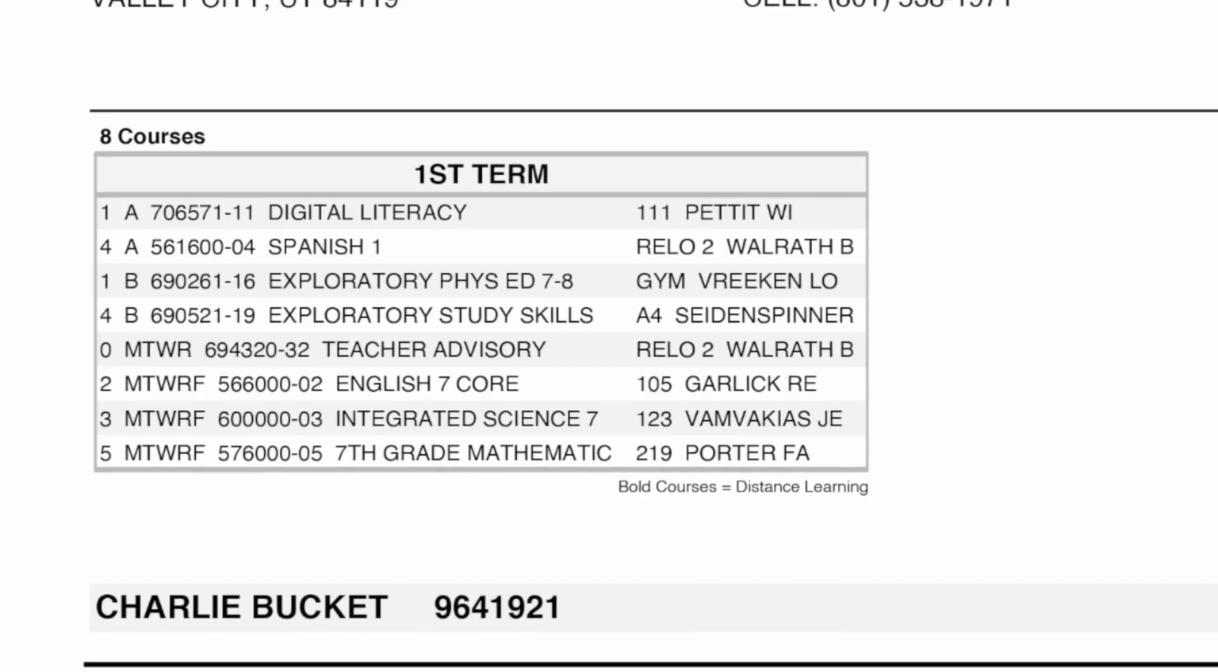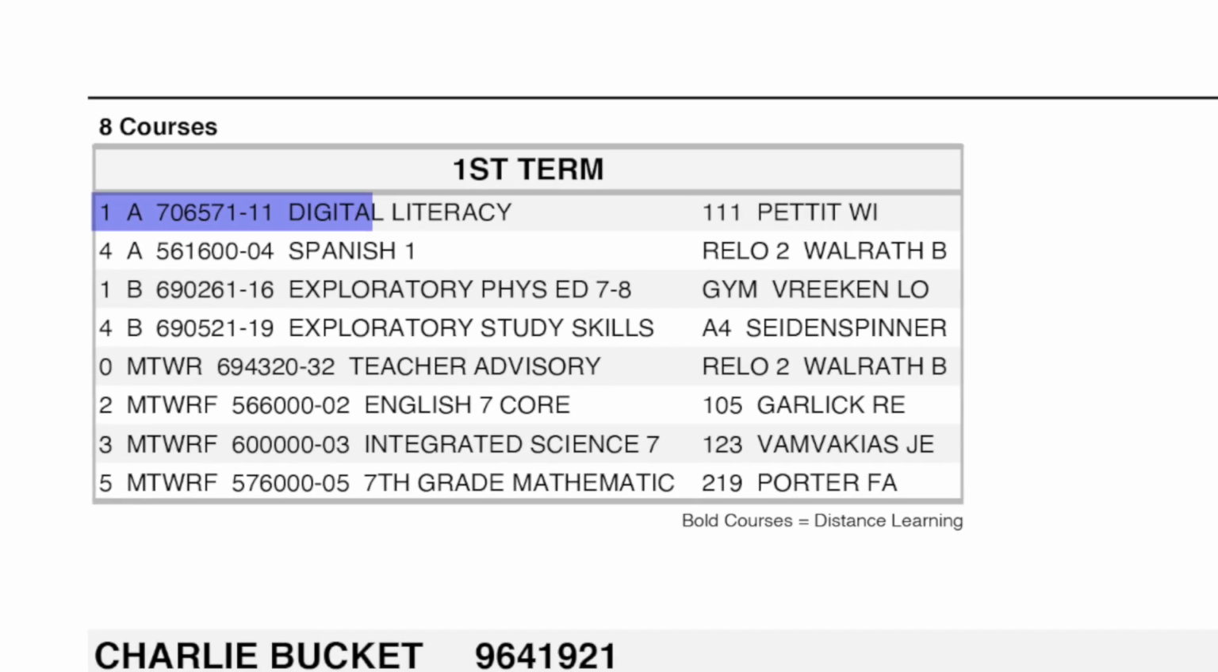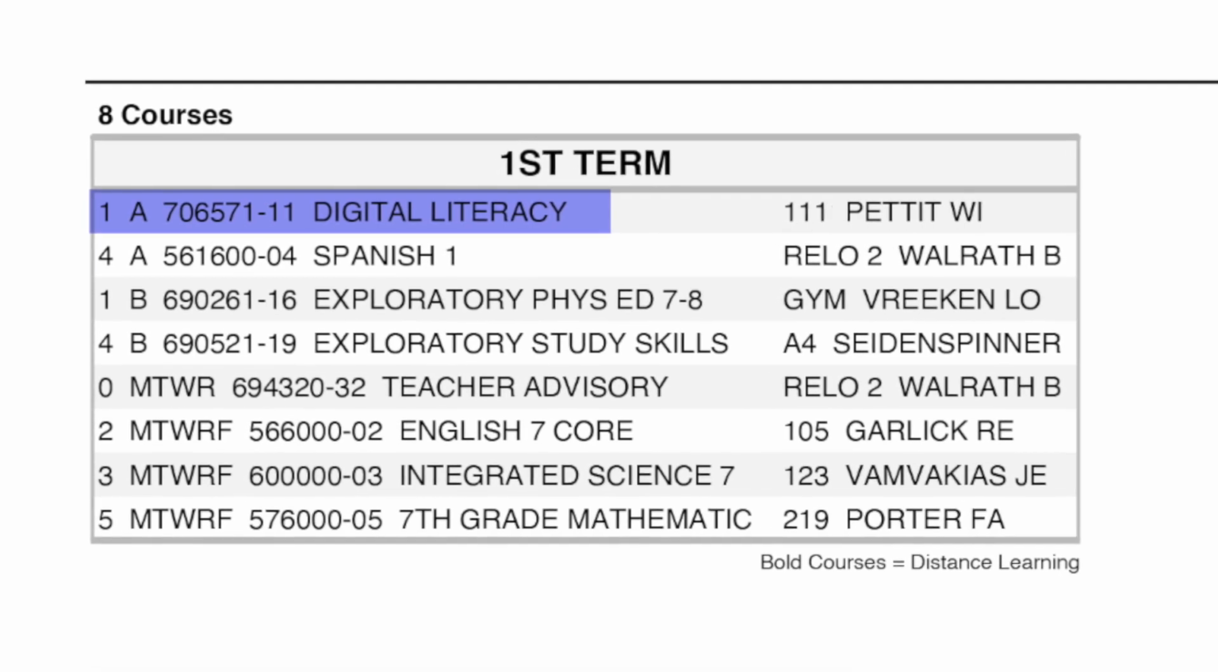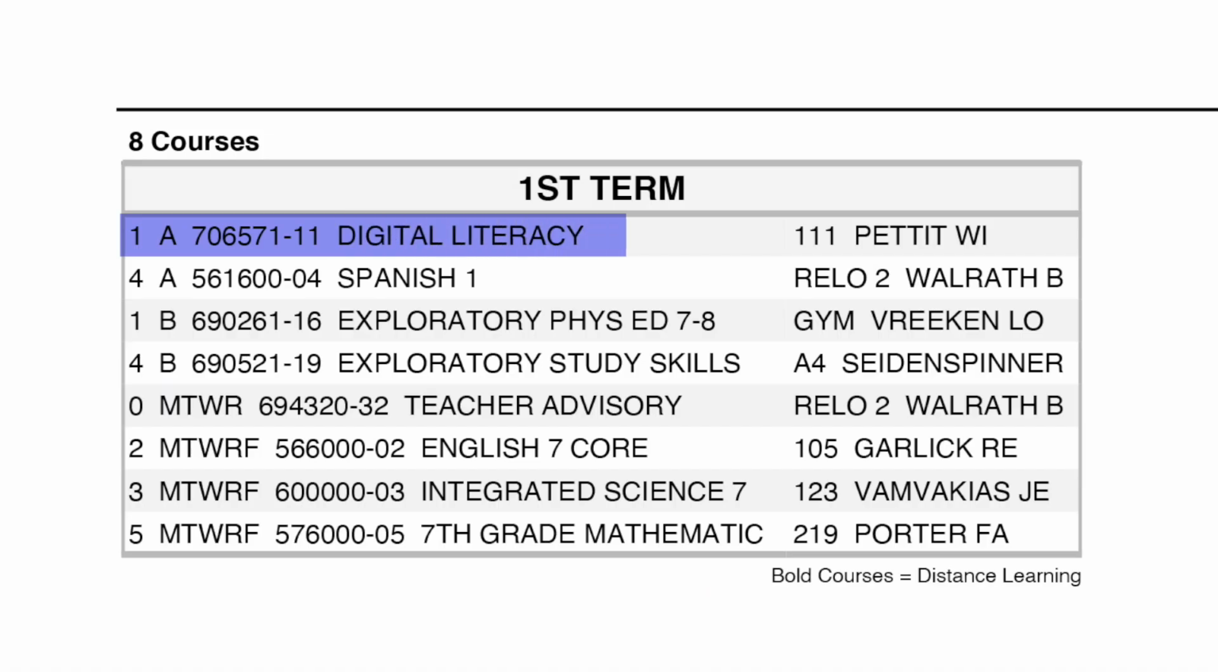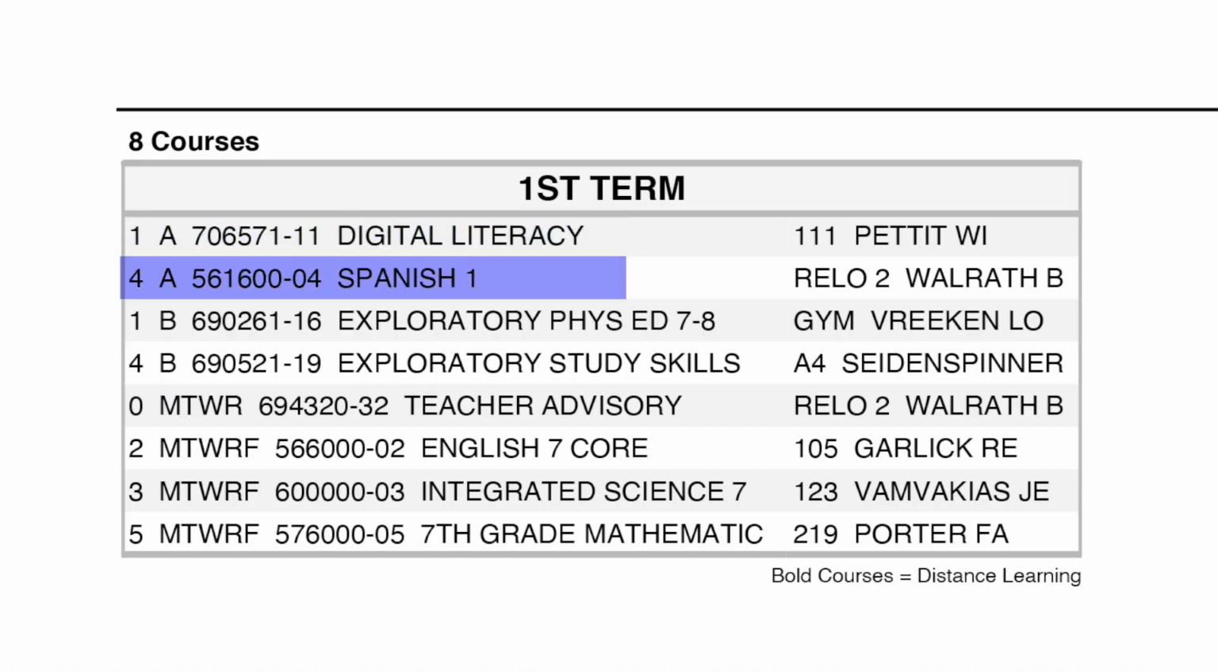When Charlie sees his 1A here for a digital literacy class, it means that on every A day for first period, Charlie should go to digital literacy. Every 4A class, that's fourth period on an A day, Charlie is going to go to Spanish 1.